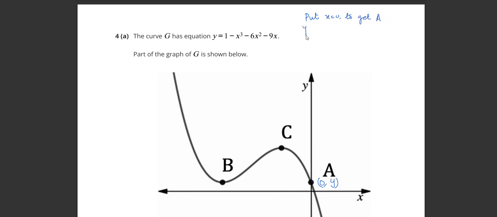So y will be equal to what? 1 minus 0 minus 0 minus 0, and that will be equal to 1. So you can say that A has the coordinates (0, 1). You understand? Yeah, I understand now.